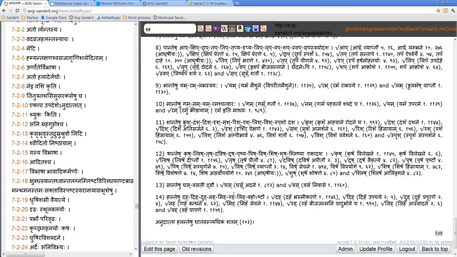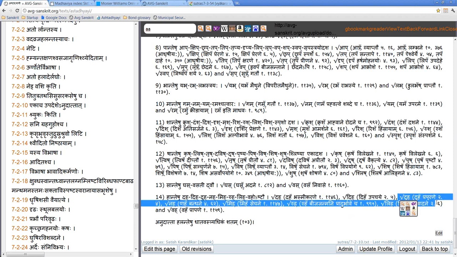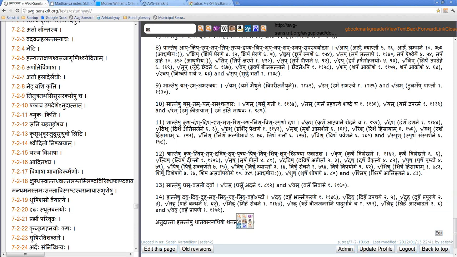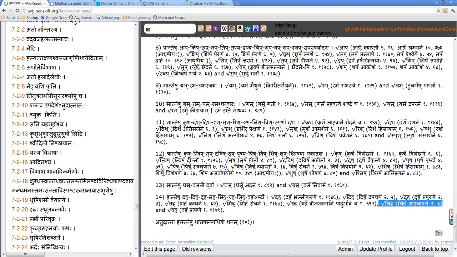Nahanteshu Ashtau, that's eight of them. Daha Diha Duha Naha Miha Roha Liha Vaho Ashtau. So daha bhasmikarane bhvadi, diha adadi ganaha, duha prapurane adadi, naha bandhane, to bind, divadi, miha sechane bhvadi, ruha bijajanmani pradurbhave cha bhvadi, liha aswadane adadi ganaha, and vaha prapane bhvadi ganaha.